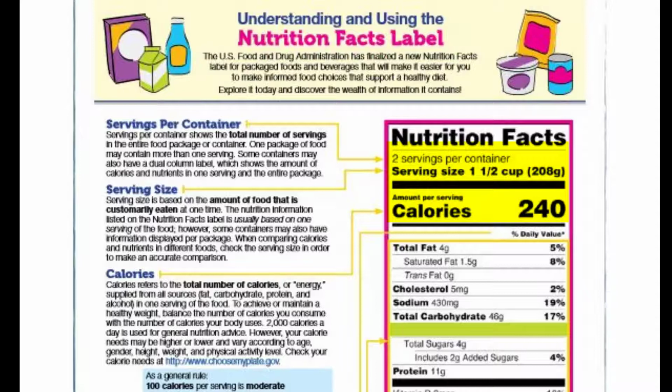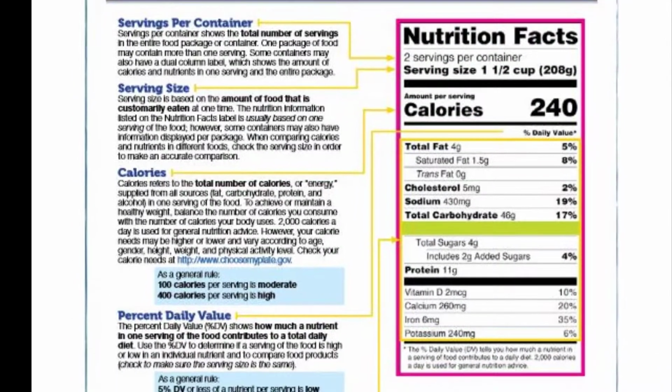So make sure that you see here, this has 2 servings per container, not 1, and each serving is 1.5 cups. So if you were to eat that whole container, you would be having 3 cups of the food, not 1.5 cups. You also want to choose foods that have no added sugars or are low in added sugars. So you'll see under here, we have 2 grams of added sugars on our food label.